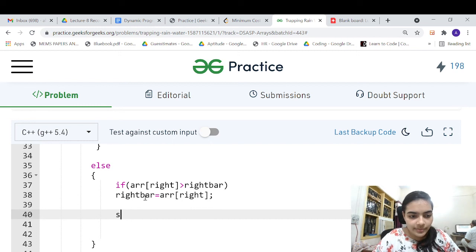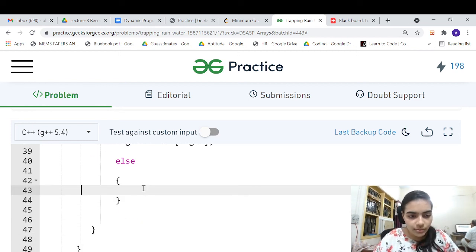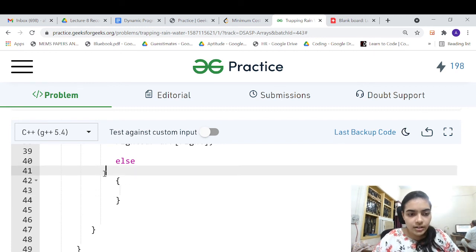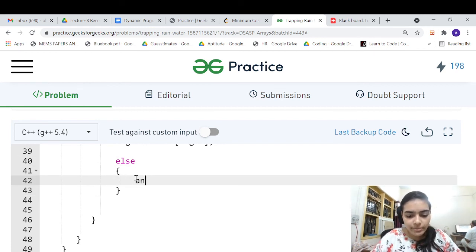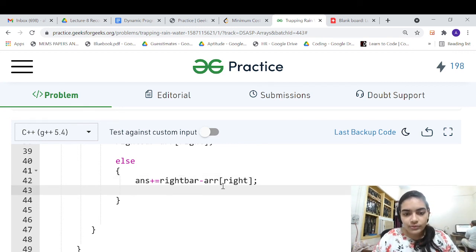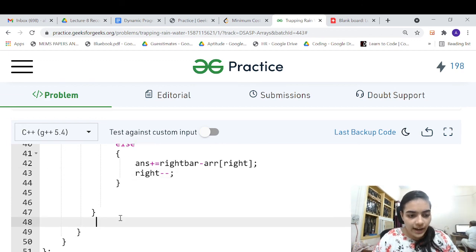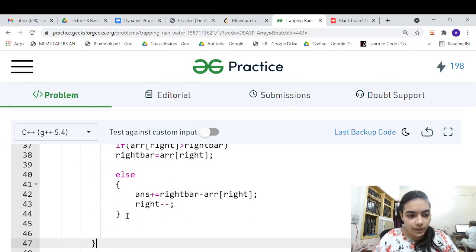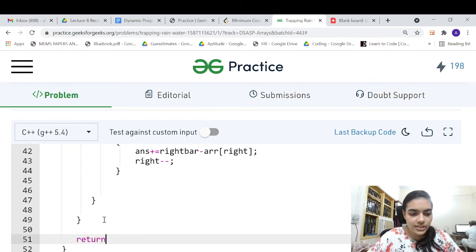Else you can store water. So you can simply do answer plus equals whatever is the height of the right bar minus the height of the current bar, and then you can decrement your right. So that's it. And after all this is over, you can just return your answer variable.